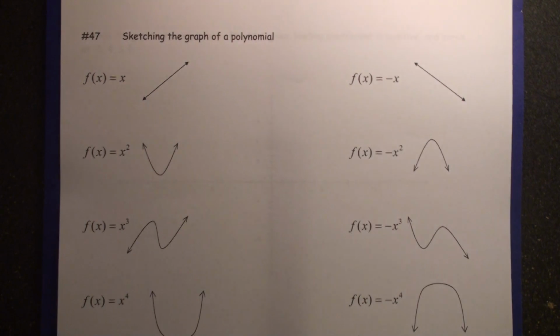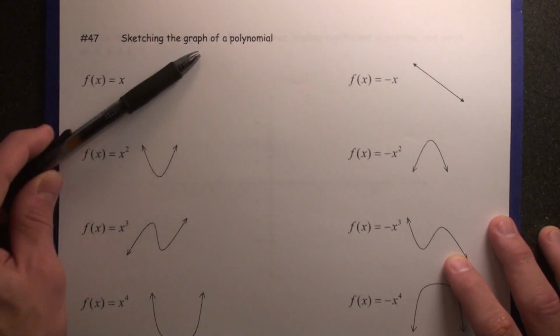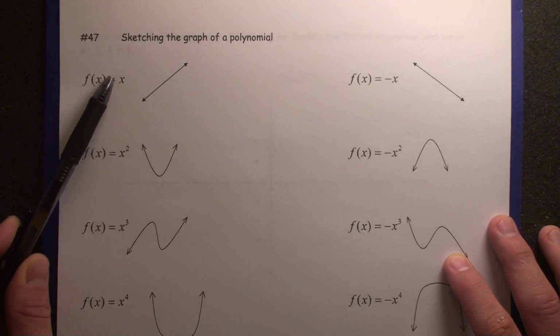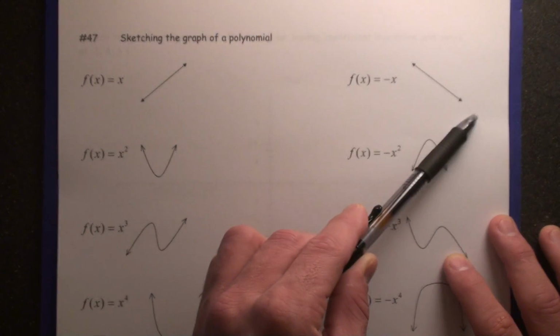Video number 47, sketching the graph of a polynomial. Let's take a look at a couple things here, ladies and gentlemen. We have f of x equals x. That's, of course, a line. Now, if it's a positive term, or positive slope, it's up and to the right. Negative slope, down and to the right.